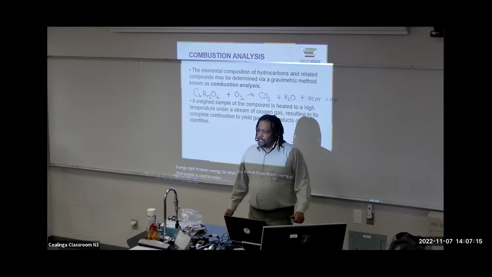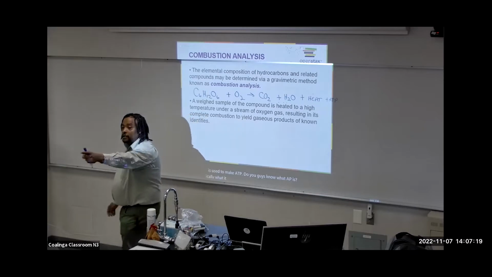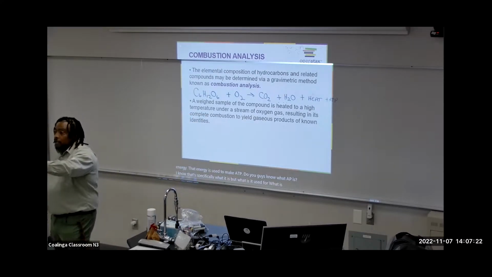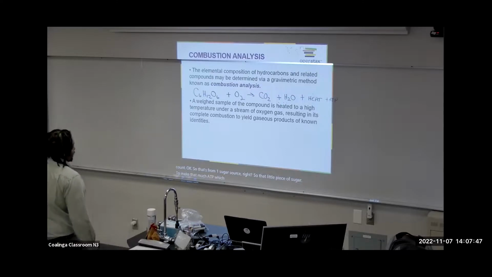You guys know what ATP is? I know that's specifically what it is, but what is it used for? It's to power our cells. It's to power everything in our body, right? So ATP is used as our power source. It's the cellular power source. So we basically make tons and tons of ATP. With one sugar molecule, you should be able to make anywhere from 32 to 36 ATP, depending on how you count it. So that's from one sugar source. That little piece of sugar should make that much ATP, which is pretty good if you think about it.